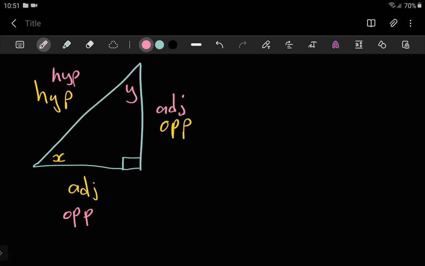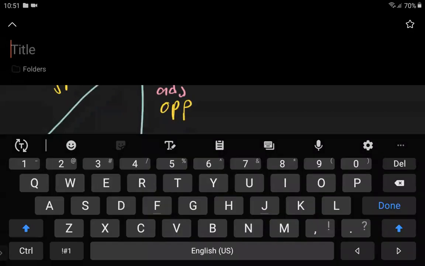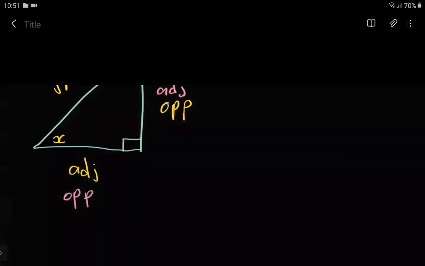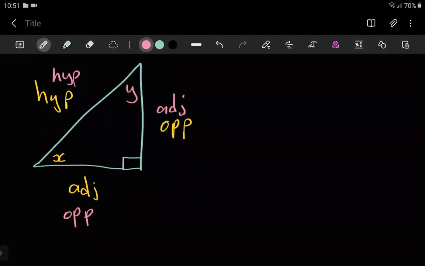You see. So that's what we should keep in mind. This is the line at the adjacent. This is the line that's opposite. This is the line that's the hypotenuse. Now, where you put the adjacent and the opposite, it's all dependent on which angle you're dealing with. You see. So that's the big idea.